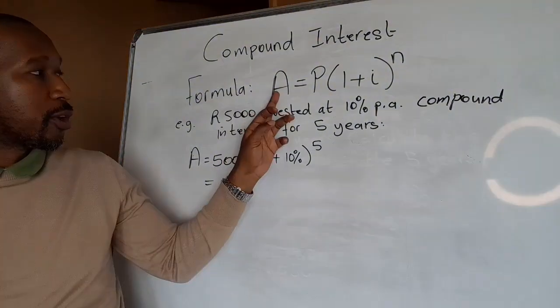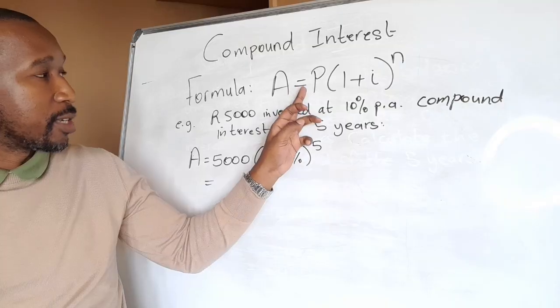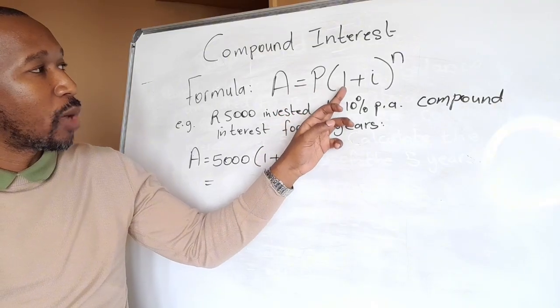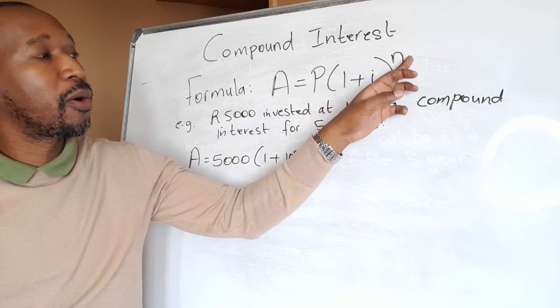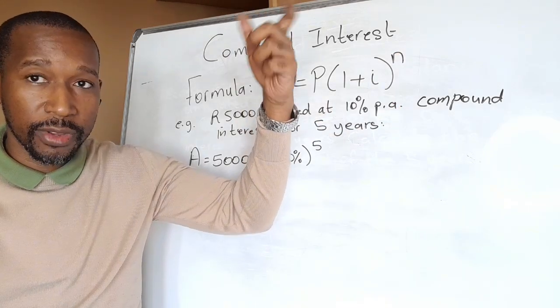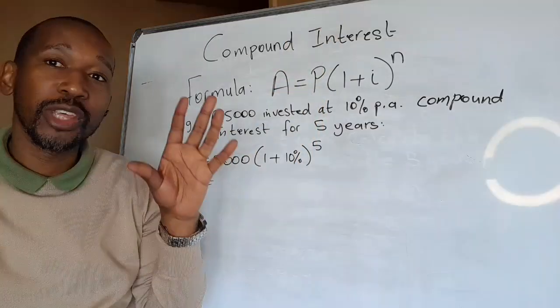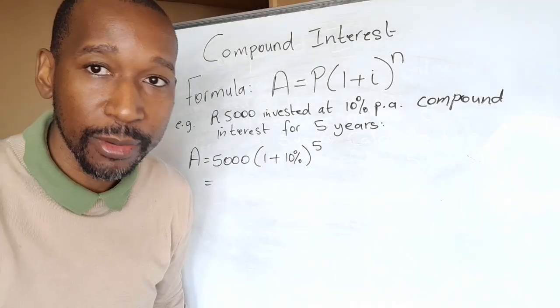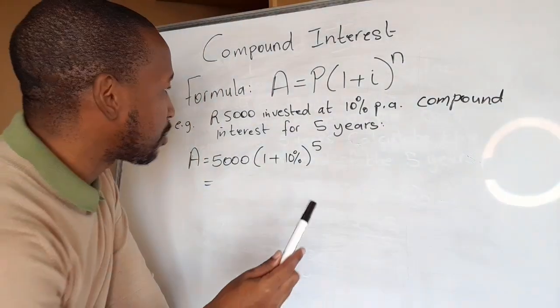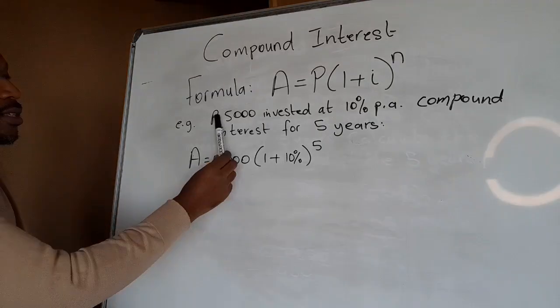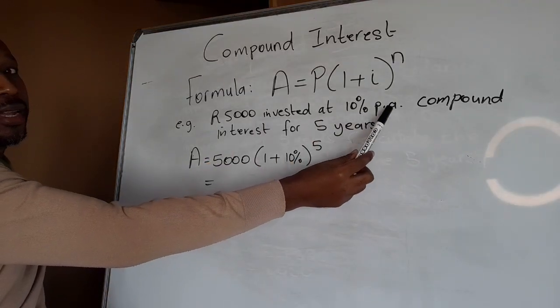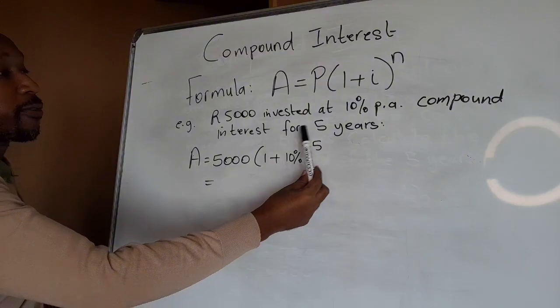We are looking at the accumulated amount is equal to the principal amount times (1 plus i) to the power of n. So now the n, or number of years, is in the exponent form. That's why we say it's going to present us with exponential growth. Now, let's look at the example that we had before. 5,000 Rand invested at 10% per annum compound interest for 5 years.